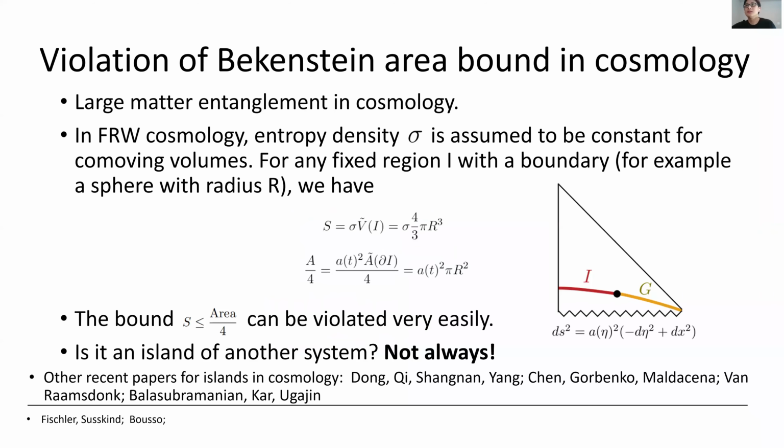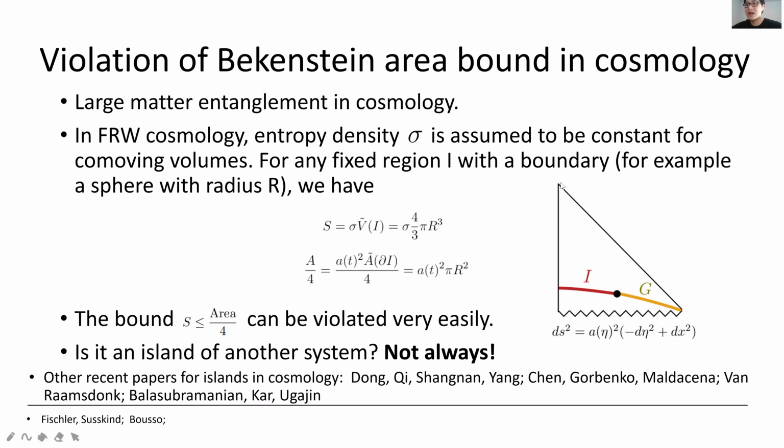Okay. So this actually is one of our motivations for looking for islands in cosmology. Because in the previous black hole example, we see the island can exist when there is a large matter entanglement, and you also have to pay a not so large cost for the area. In FRW, for example, the entropy density is a constant, that's just the adiabatic approximation. Then for any fixed region I with a boundary, I will have the thermodynamical entropy, the finite part, sigma times its volume. And the area, I would multiply by this scale factor. The difference is that the entropy is constant in comoving volume, while the area is really the physical area.